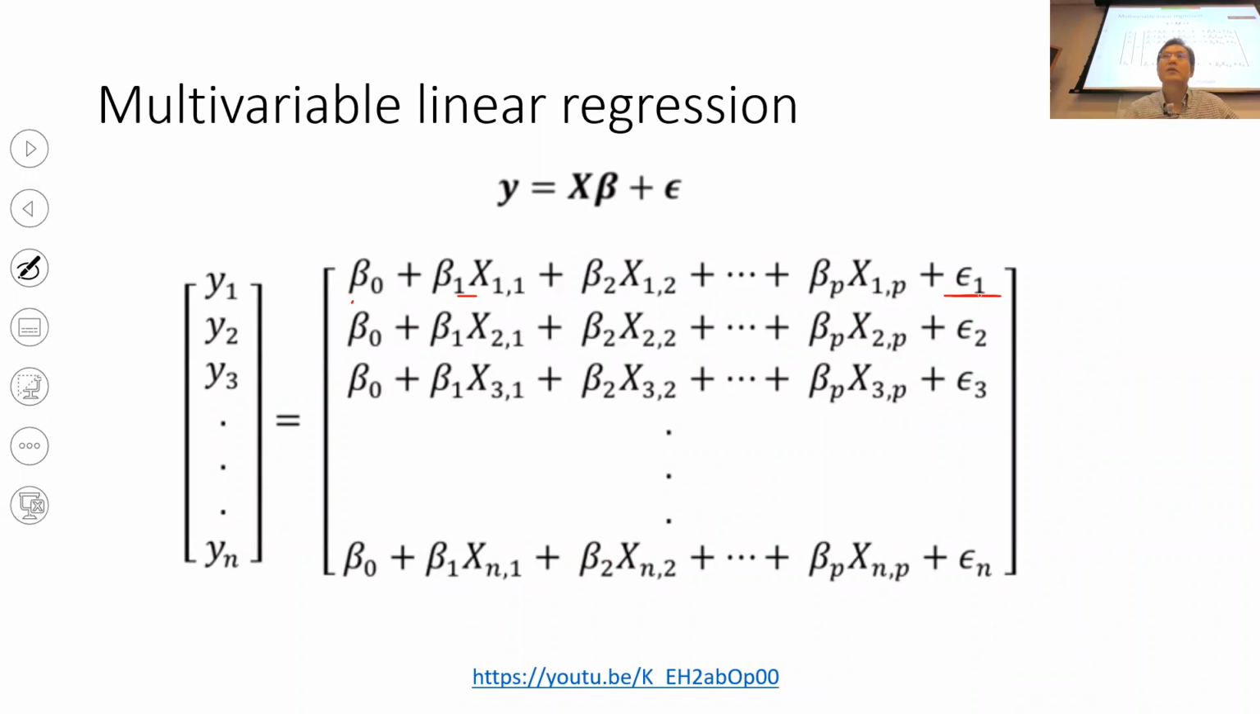Okay, any questions? Yeah, so I think you know all these concepts already. We just rewrite the equation to present them the way it is in algebra.